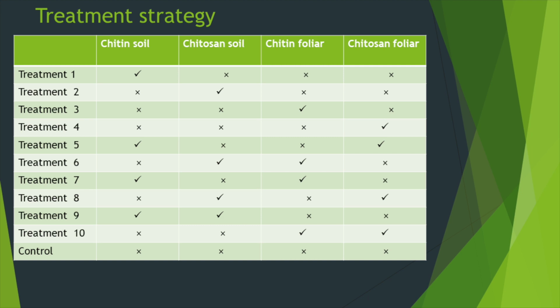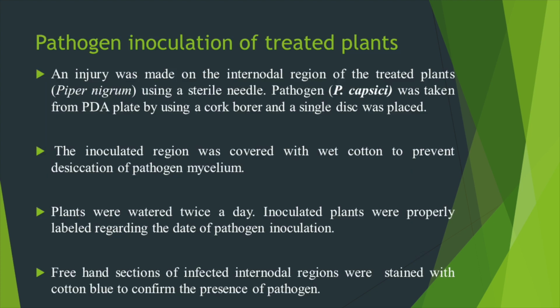This list provides the different kinds of treatments that we did for the plant, and how the pathogen was infected. We made small cuts into the plant, and the pathogens were grown in potato dextrose agar, and then we put these PDA discs on top of the injured plant part, and then we covered it with moist cotton so that the pathogen does not dry.